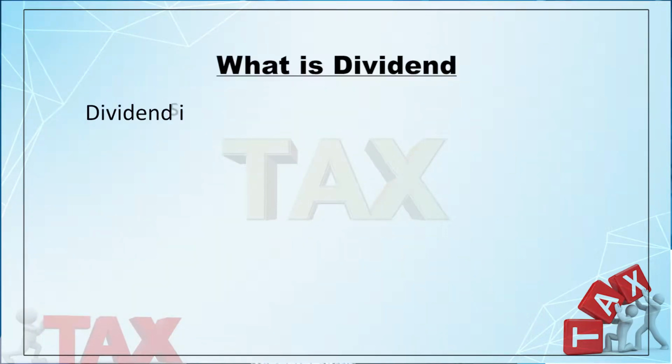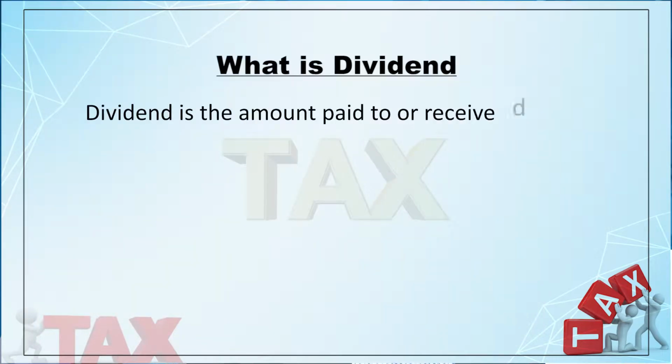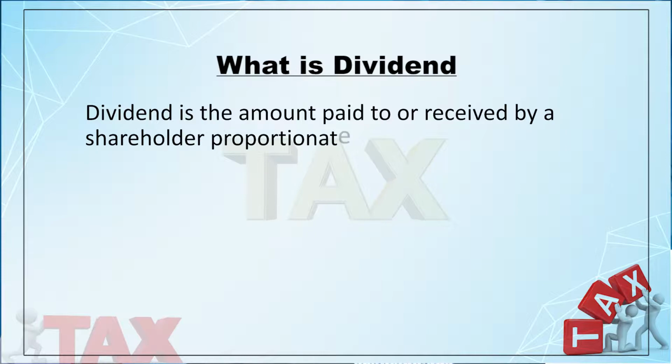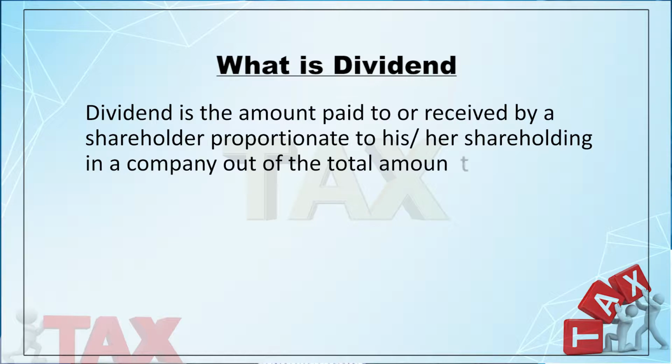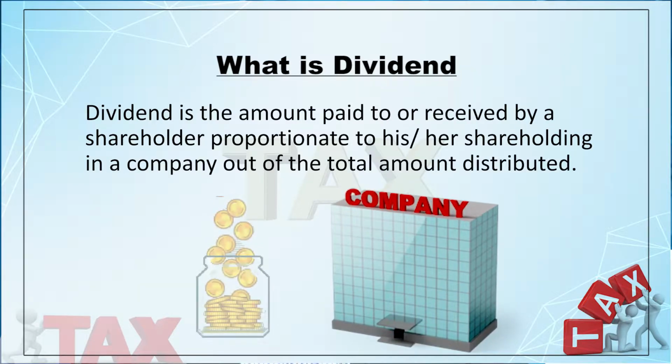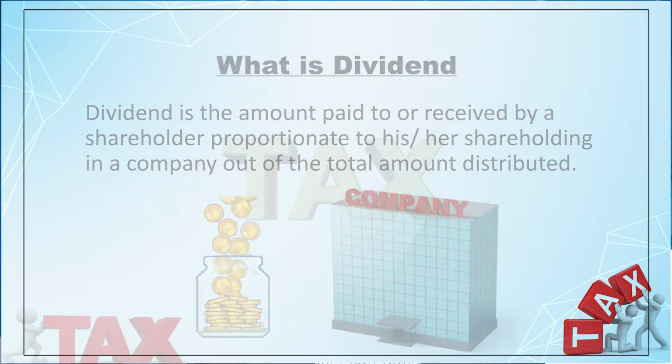Now, the dividend is the amount paid to or received by a shareholder proportionate to his or her shareholding in a company out of the total amount distributed. So, the amount which is earned by the company, after distribution to its lenders or creditors, the remaining part is to be distributed by the company to its shareholders according to their shareholding. This part of distributed profit is known as the dividend.